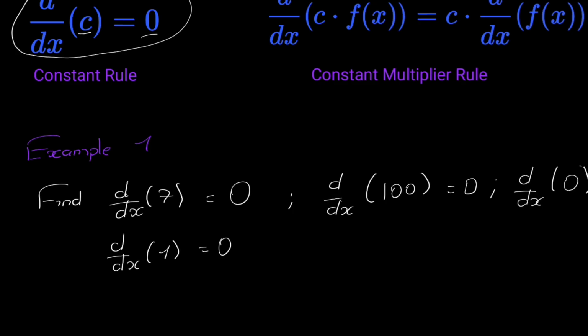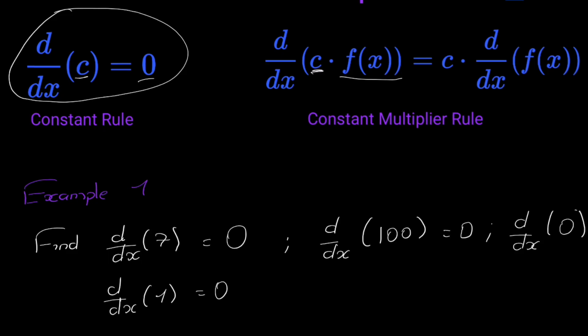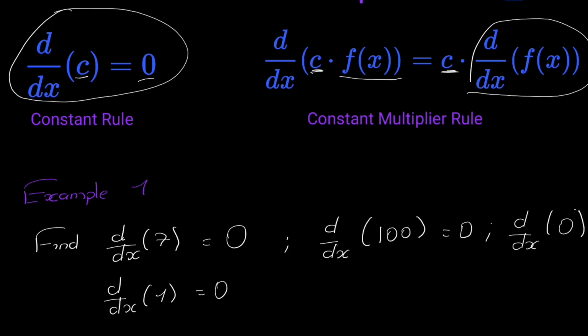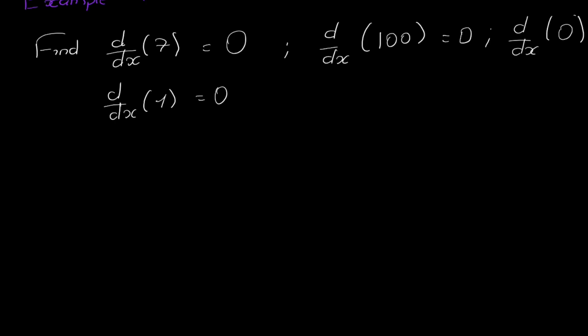What does this say? It says that if a function is multiplied by a constant, just keep the constant outside and differentiate the rest normally. So if a function here is multiplied by this constant, we can keep the constant and differentiate the function normally. So we're going to take some examples in order to solidify this notion we've just talked about.